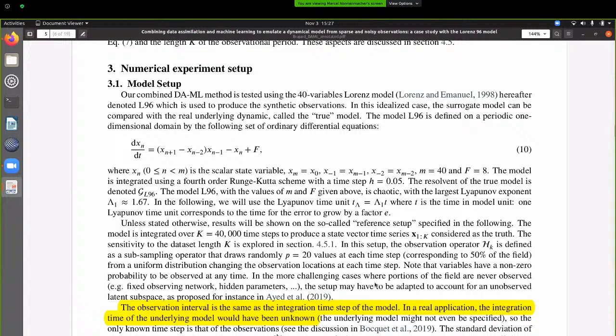So for system size of 40 dimensions and F equals 8, the forcing gives you chaotic dynamics, as we've seen before. So initial errors are going to blow up over time. They produce a sequence of 40,000 time steps, from which they're going to subsample and noise corrupt, and from which they're going to learn the dynamics in state sequence.